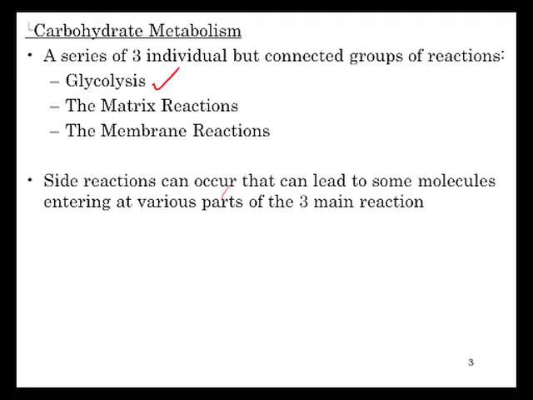So we have glycolysis, matrix reactions, which include the reduction of pyruvate and the citric acid cycle, or the Krebs cycle. And the membrane reactions are basically electron transport and oxidative phosphorylation. There's two separate processes. And as I showed you in the previous diagram, there are side reactions that can feed into the main carbohydrate pathway.